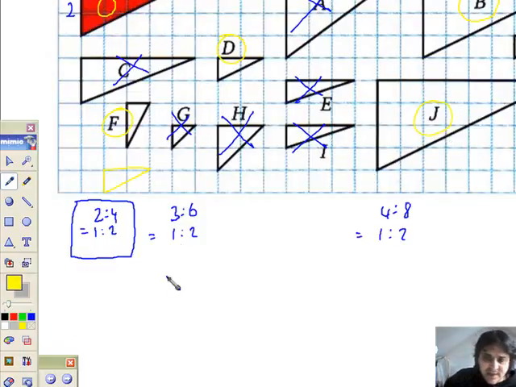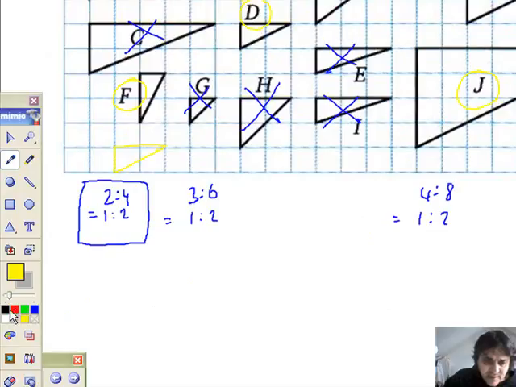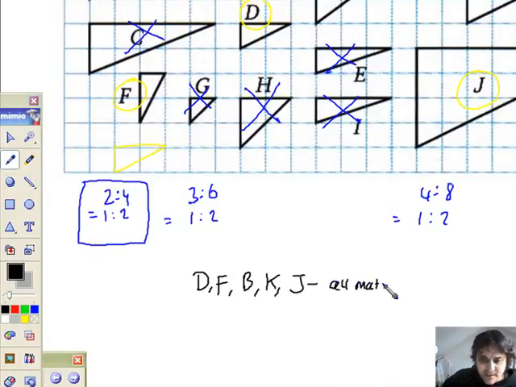So these are my answers then. I can't write them in yellow because you probably can't see them. So which is similar? I've got D, F, B, K and J. All mathematically similar to the red triangle.